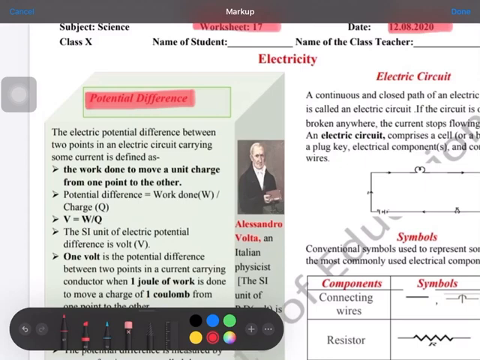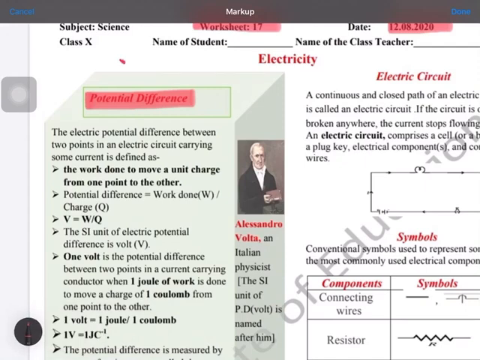Here we will say that suppose these are the 2 points, and we mark this point as A and this as B. So the potential difference will be the amount of work done to move the charge from A to B. Okay, so the difference between the charge on A and B will be called the potential difference.